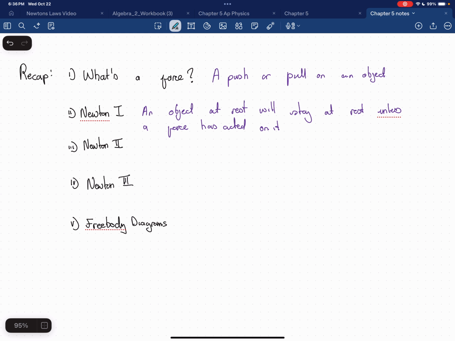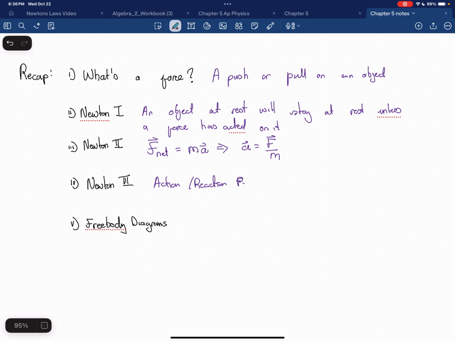And that brings us to Newton 2. Newton 2 tells us that the net force on an object is equal to the mass times the acceleration. You may have seen it before in the book as a equals F over m, showing that the bigger the force is, the larger the acceleration. The bigger the mass is, the slower the acceleration.